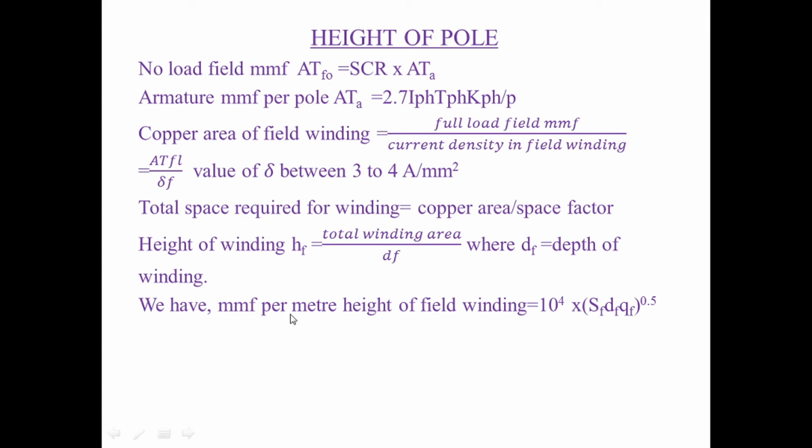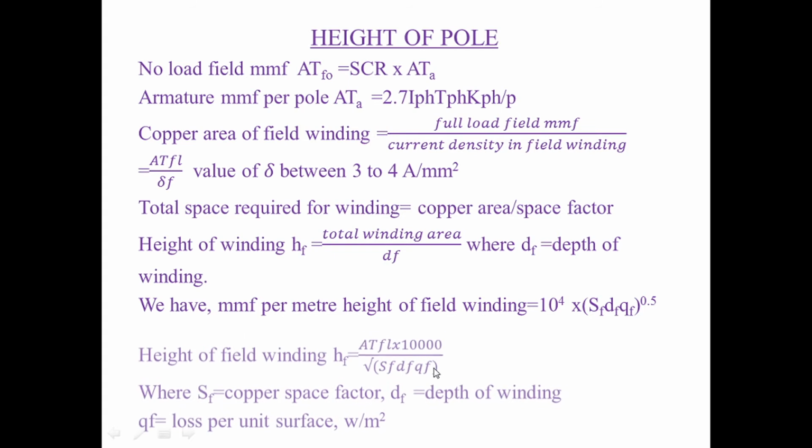We have MMF per meter height of the field winding given by 10 to the power 4 into SF into DF into QF, all under square root. So these terms are under power 0.5, that means under square root. So that is the MMF per meter height of the field winding.